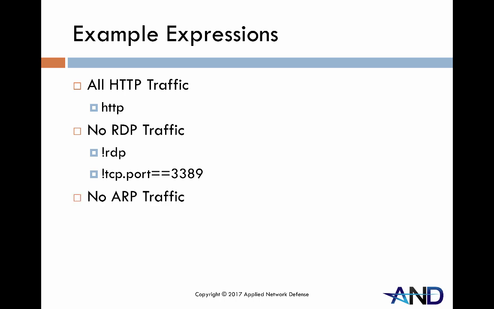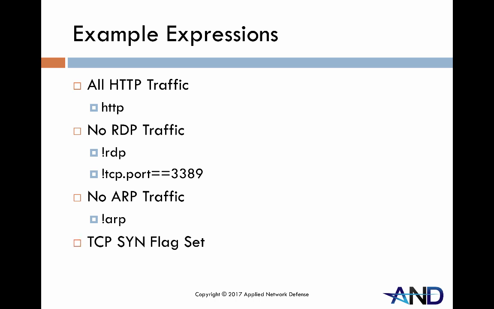Another similar one, how would we create a filter that is going to hide all ARP traffic? It's going to match anything that is not an ARP packet. If you got the last one, you should get this one, right? Exclamation point ARP is going to negate any ARP traffic and hide that from view.